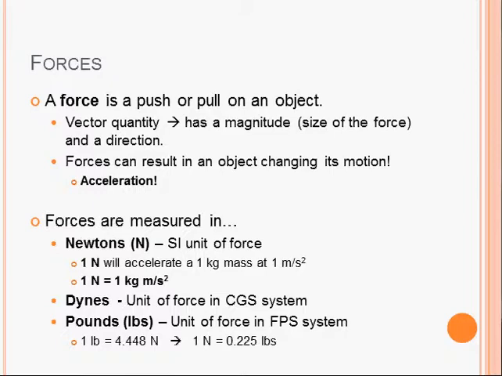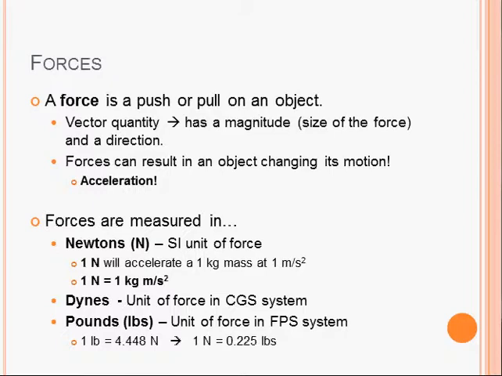And the way it works is we say 1 newton of force will accelerate a 1 kilogram mass at a rate of 1 meter per second squared. So what we do is we say, okay, 1 newton is equal to 1 kilogram meter per second squared. We'll look at those units a lot more in the next section when we talk about Newton's second law of motion and an equation we'll use. But that's the general relationship. 1 newton is 1 kilogram meter per second squared.